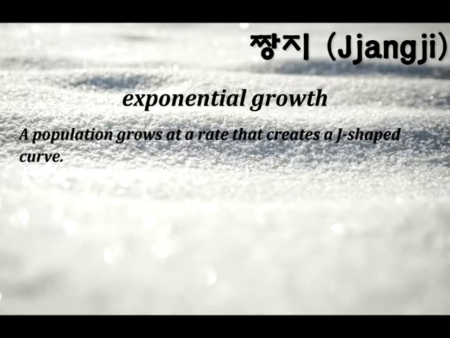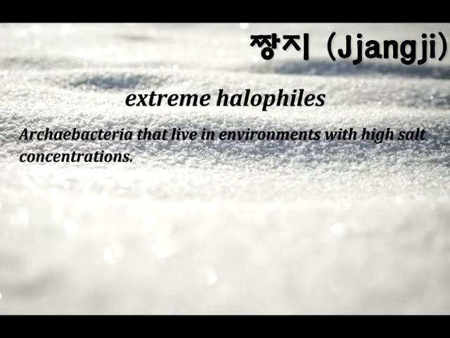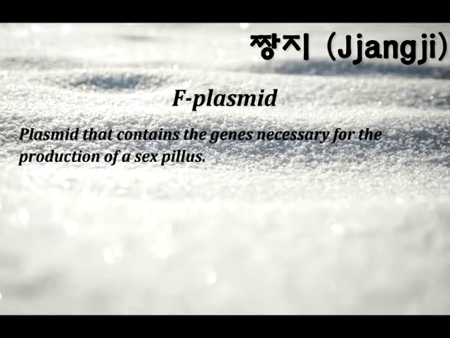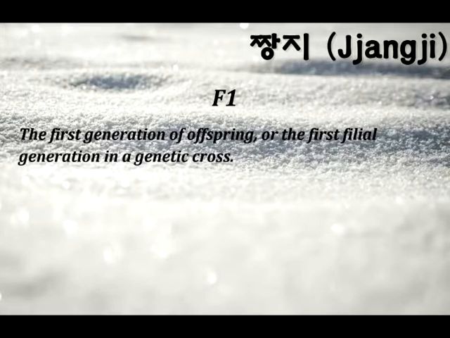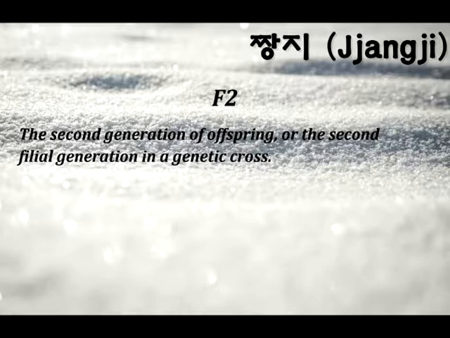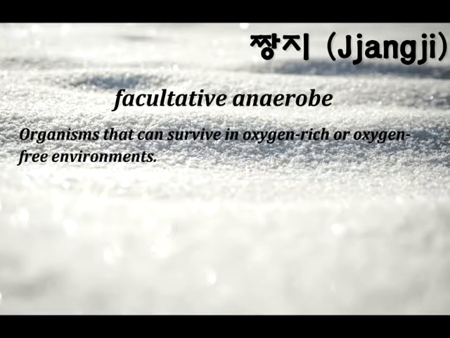Exponential growth, a population grows at a rate that creates a J-shaped curve. Extreme halophils, archaebacteria that live in environments with high salt concentrations. F-plasmid, plasmid that contains the genes necessary for the production of a sex pilus. F1, the first generation of offspring, or the first filial generation in a genetic cross. F2, the second generation of offspring, or the second filial generation in a genetic cross. Facultative anaerobe, organisms that can survive in oxygen-rich or oxygen-free environments.